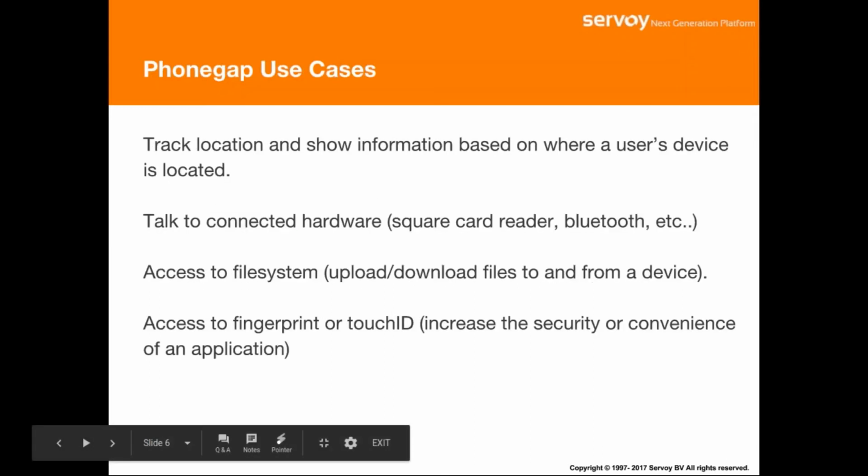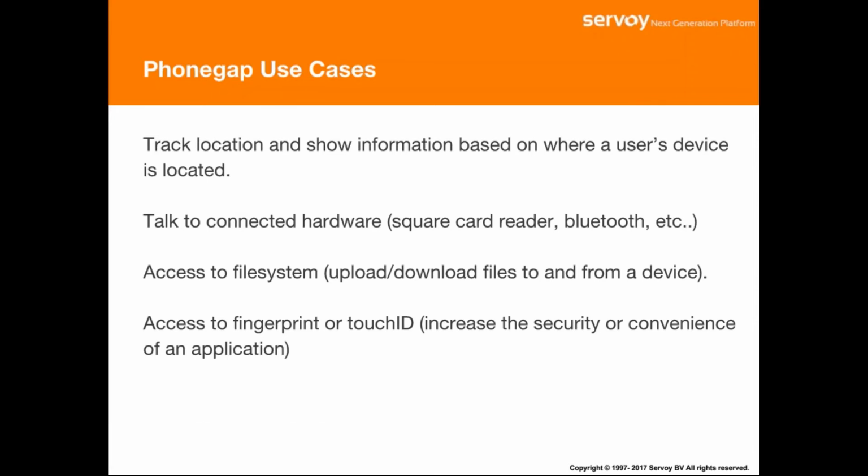Okay. All right, so some of the use cases I showed, right? Being able to track location and showing information based on where a user's device is located. I think this is a great feature because if you're a traveling salesman, you might be moving to different locations, and you could have an application show you different customers or different prospects depending on where you're located, and that could be a pretty cool use case.